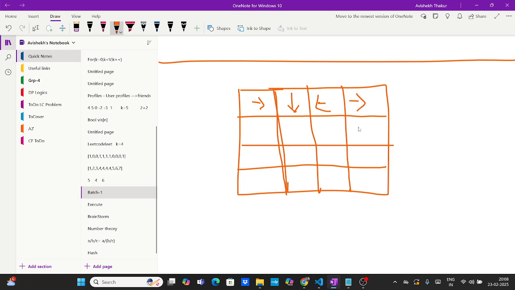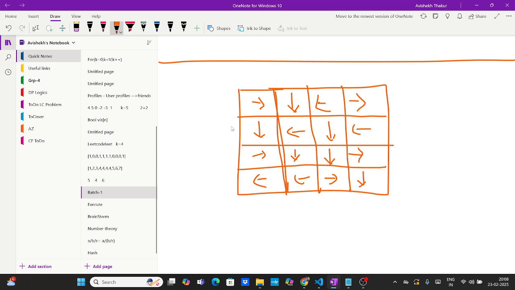Priority queue. Can we do it by backtracking? Constraints are pretty high, man. How can we do it?